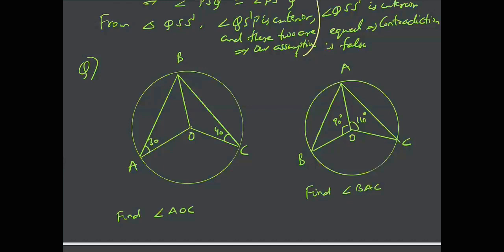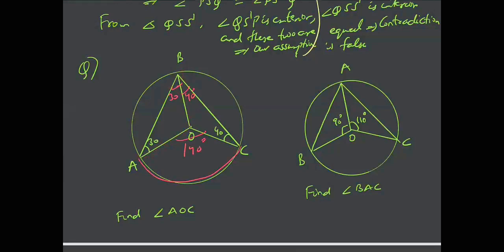Okay, so let us discuss. This is a pretty straightforward problem. Here OA and OB are radii, right? So this angle will also be 30. Similarly OC and OB are radii, so this angle will also be 40. Now this arc subtends 70 at the circumference, so at the center it will be 140.